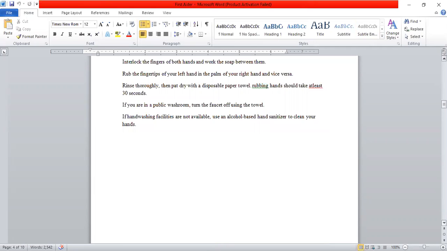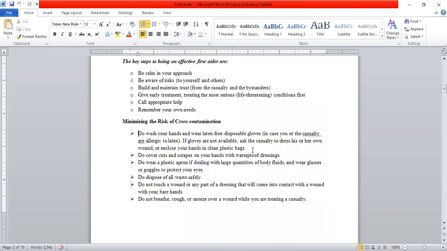Okay, so today we are on minimizing the risk of contamination. On some of the few ways in which you're supposed to minimize cross-contamination when you're offering first aid. Like we discussed, hand washing is very key. When you are on any incident, you should always be in gloves, especially when you are handling body fluids. You need to know how to put on the gloves and how to remove them, to avoid contaminating your body with the body fluids.